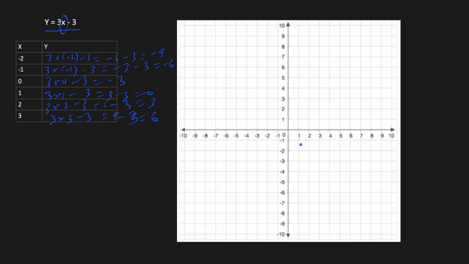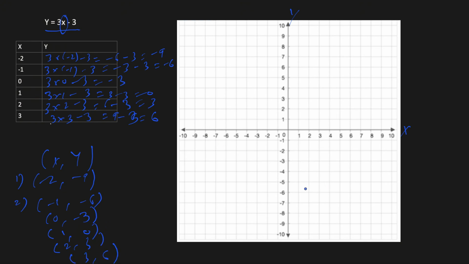All right, so we will try to plot this line onto a graph now. So remember, whenever we mark a point in a coordinate system, where this is our x-axis and this is our y-axis, the pairing is always x comma y. So in the first case, x is minus 2 and y is minus 9. Second case, x is minus 1, y is minus 6. Then we have 0 comma minus 3, then 1 comma 0, then 2 comma 3, and then 3 comma 6.